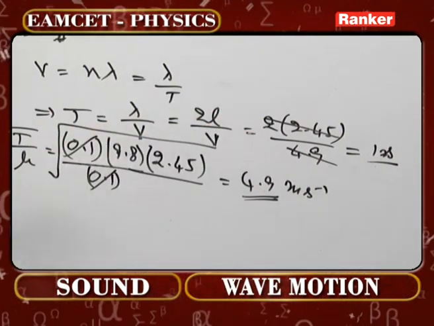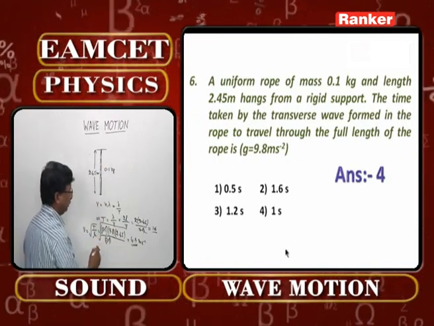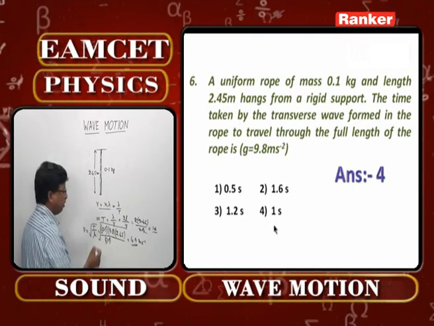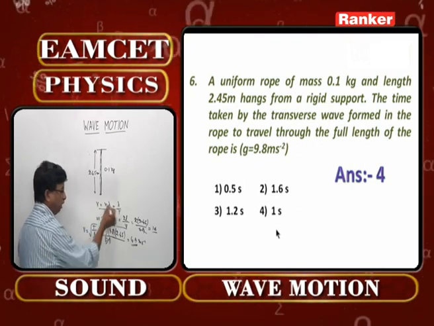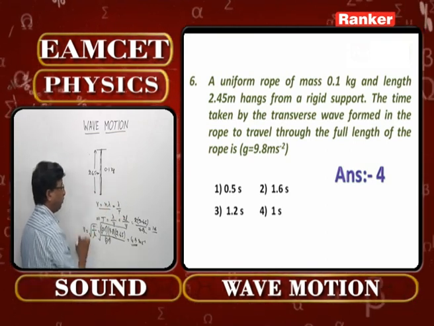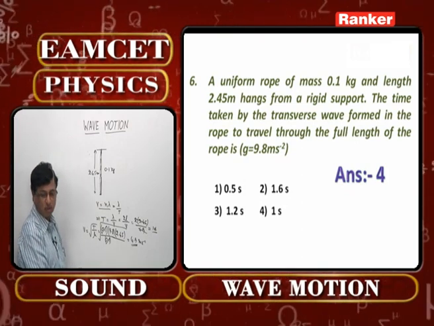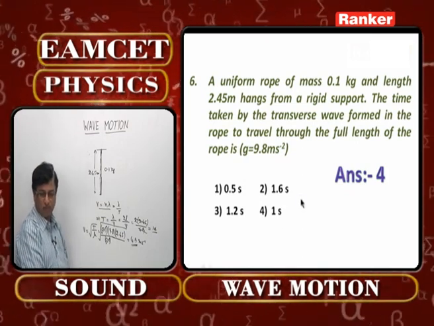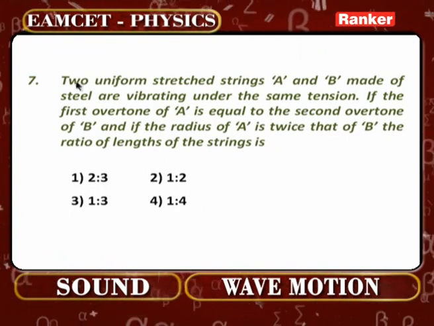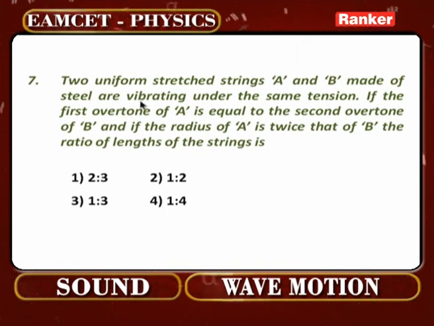That means the fourth option, which has been given as 1 second, is going to be the correct option for this. Simply remember this equation. V is n lambda. N can be rewritten as 1 by time period. Therefore lambda by t is the corresponding equation for velocity one should take up here to solve this model question as such. Check the next one. That is question number 7. Two uniform stretched strings A and B made of steel are vibrating under the same tension. So the tension value has been given equal.